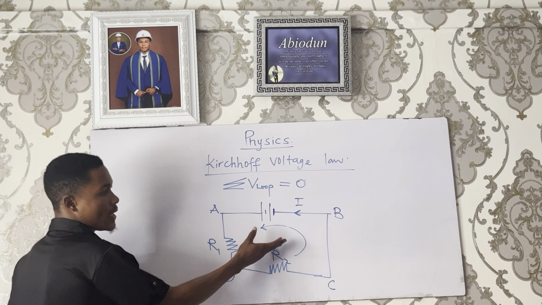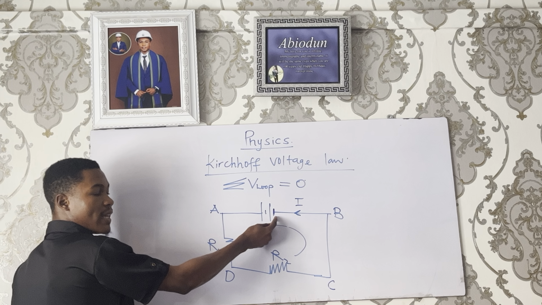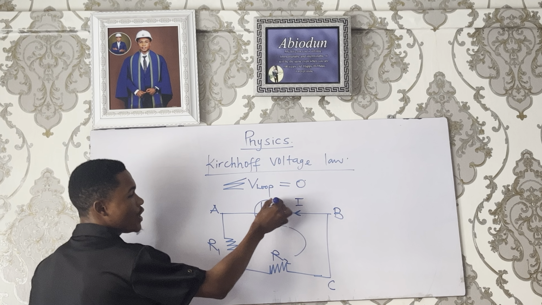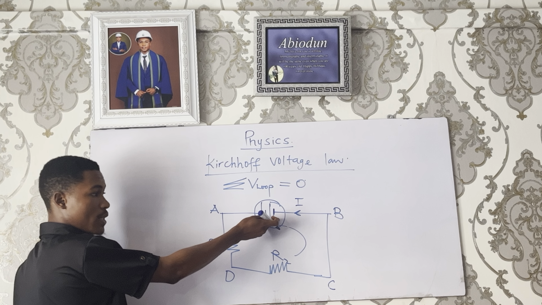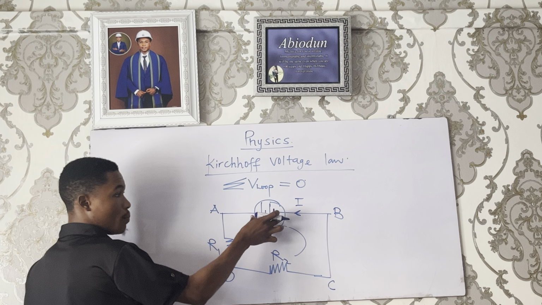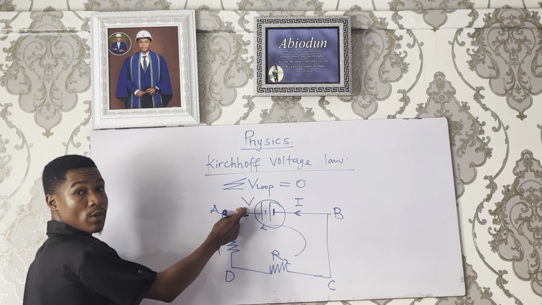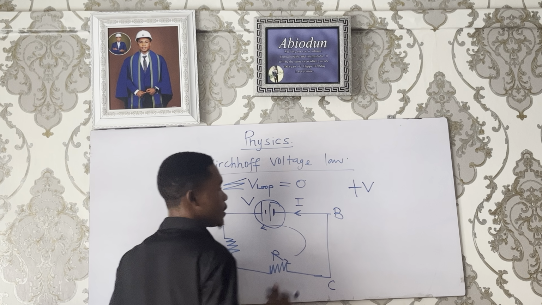So if you look at this circuit, you will see that the current is moving from the negative to the positive. It simply means the voltage in this battery must be positive. We have a positive potential difference here, and that's the first thing we have to take note of. So let's say the potential difference of this battery is V, meaning it must be positive. So I'm having a positive potential difference.